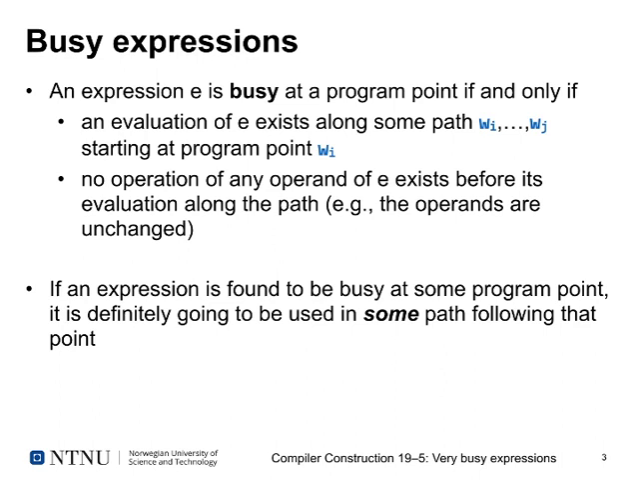The other thing that has to hold is that no modification of any operand of our expression E exists before its evaluation along that path. So we have to ensure that the operands of this expression are unchanged. We've seen this before, so of course if the operands are changed, we know that's essentially a different expression we are evaluating. And if we find out that an expression is busy at some program point, we know that it's definitely going to be used in at least some path following that program point we're looking at.